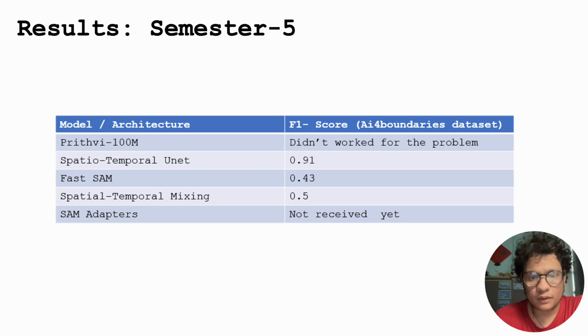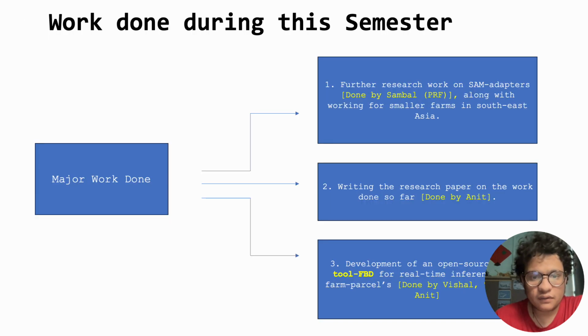So what is the major work done during this semester? It's a three-track work. The adapter work is being taken forward by Sambar Shikhar, a PRF at Plaksha with the Center of Precision and Sustainable Agriculture. I am writing the research paper on the progress so far. My other two teammates and I are working on a tool, which we talked about earlier, for deploying the state of the art model which we have developed so far.